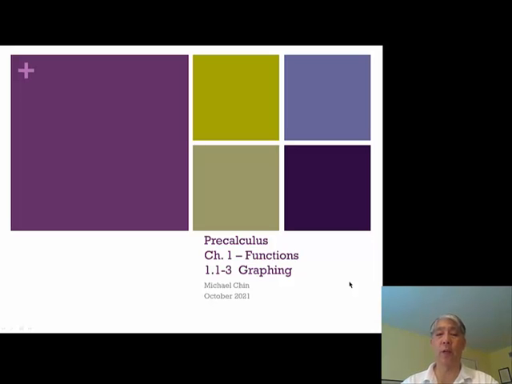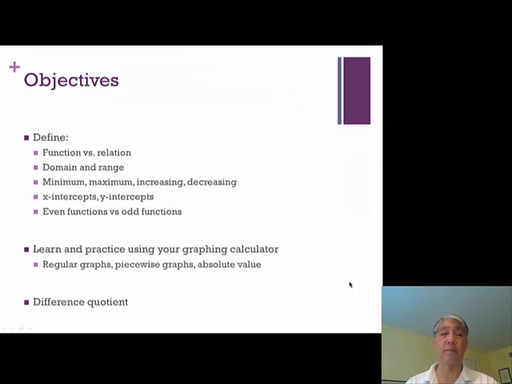This is the first of two lectures covering Chapter 1.1 to 1.3 in the Blitzer book, Graphing Functions. We're going to start off by defining several words that we're going to be using in this chapter. In particular, function versus relation, domain and range, what minimum, maximum, increasing and decreasing mean, and how to calculate x-intercepts and y-intercepts, as well as even and odd functions.